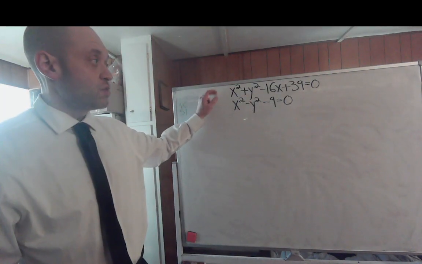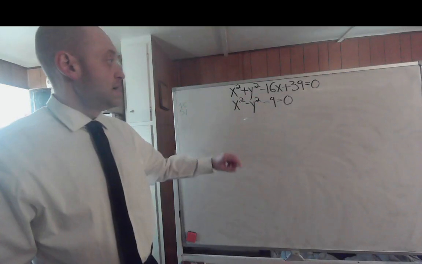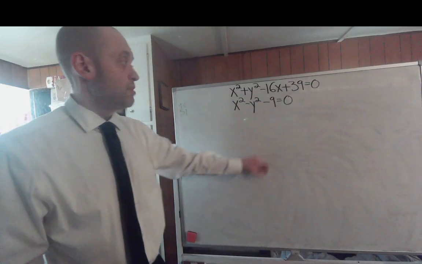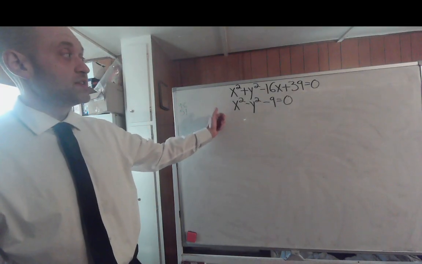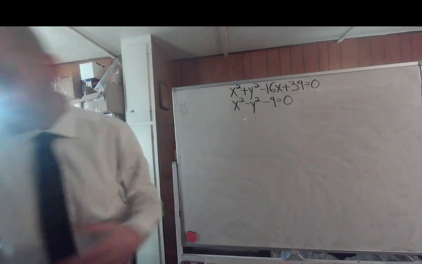So x squared plus y squared minus 16x plus 39 equals 0. That's definitely the equation of a circle. And then x squared minus y squared minus 9 equals 0. That's the equation of a hyperbola. So we got to figure out where a circle and a hyperbola intersect.